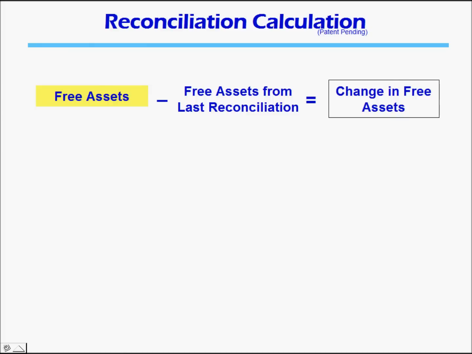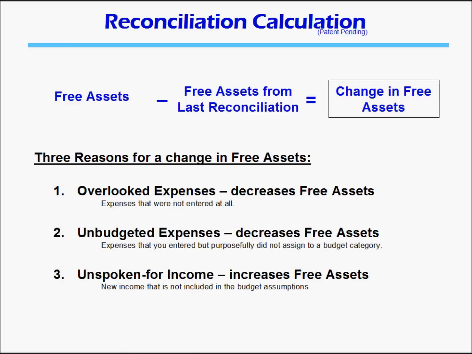The final calculation in the reconciliation formula is calculating the change in free assets. Free assets minus free assets calculated during the last reconciliation equals the change in free assets. This value tells you what has not been accounted for in your budget since the last reconciliation. There are 3 reasons for a change in free assets.